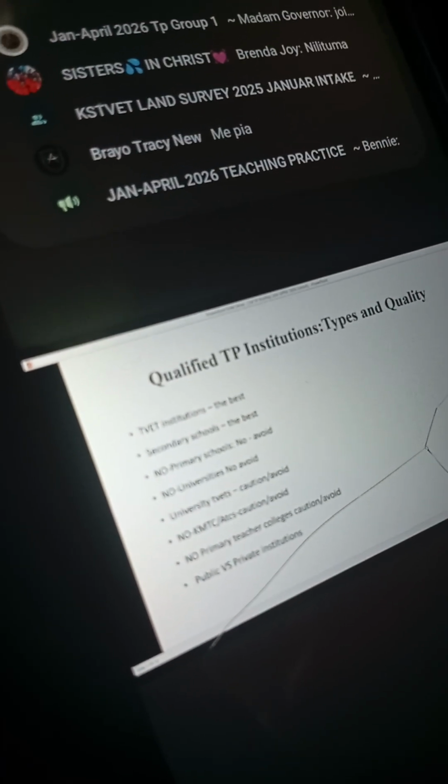So, caution. No KMTC, the medical training colleges, neither agriculture training colleges. This one is no caution, it is a no, because their calendar is very different from ours. That is the major reason. Actually, their calendar is very different. So no primary teacher colleges. So it's a big caution. Why? And in fact, any other teacher training college.